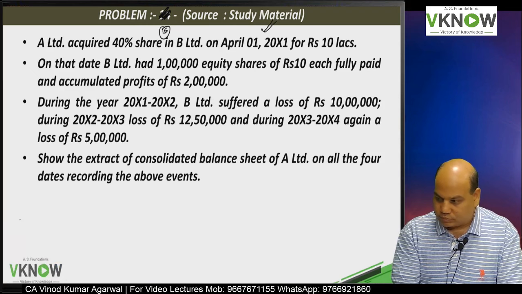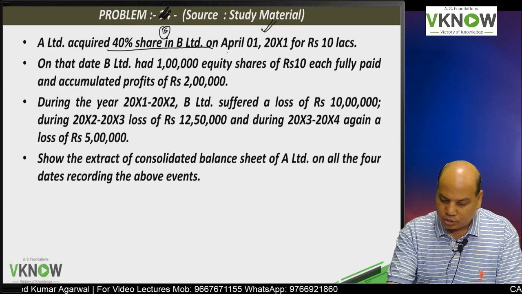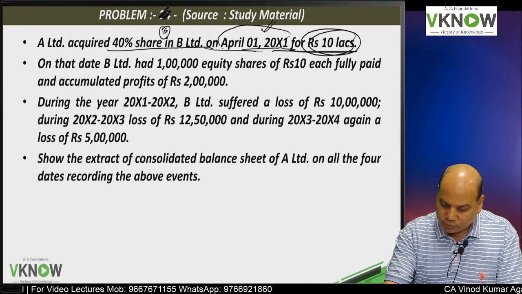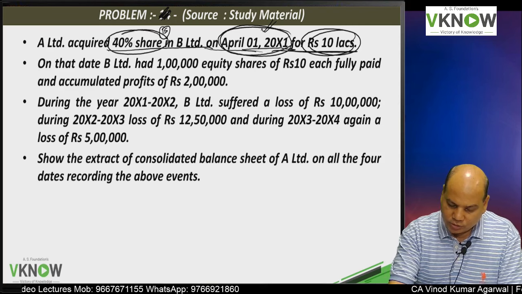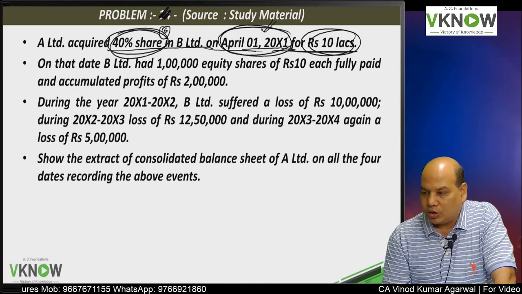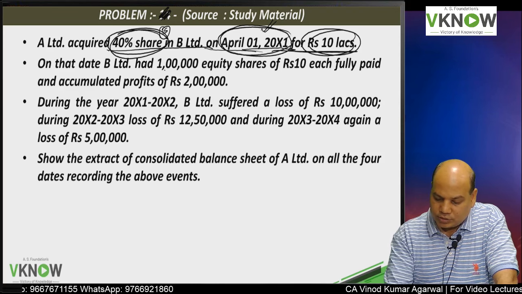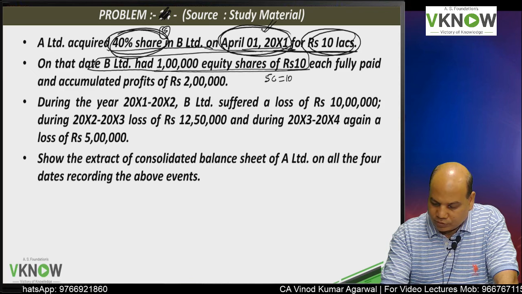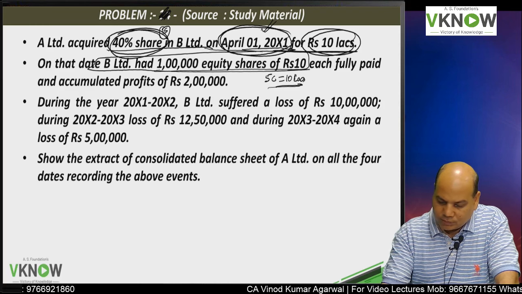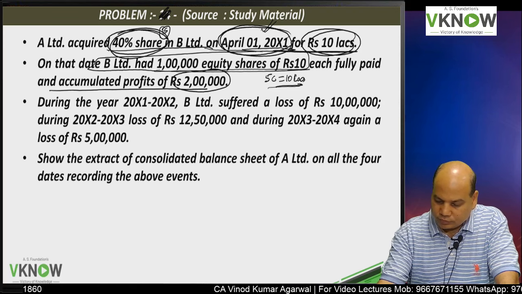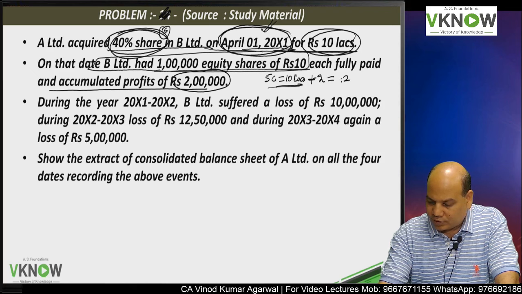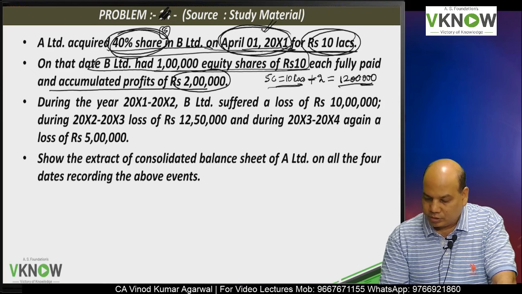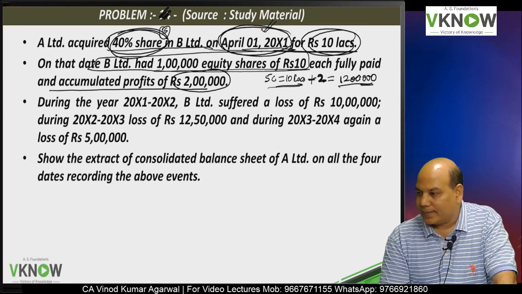A Limited acquired 40% share in B on 1st April 2001 for rupees 10 lakh. So 10 lakh is cost, date of acquisition, 40% is the share. On that date, B Limited had 1 lakh equity share of rupees 10 each. So that is share capital was 10 lakh, and an accumulated profit of 2 lakh. So 10 lakh plus 2 lakh, net asset was 12 lakh.